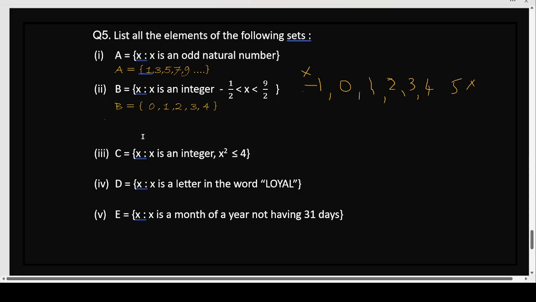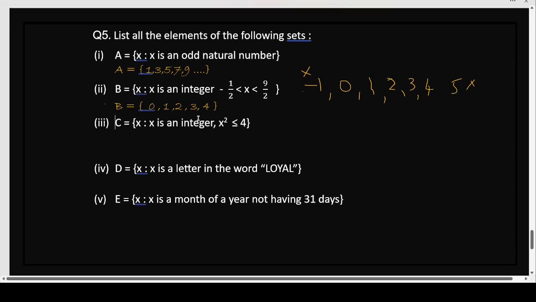So this is in the roster form. Next one. What is next one? C equals to x such that x is an integer, x square is less than or equal to 4. Remember x is an integer and x square is less than or equal to 4. What are the elements? Suppose it is 4. What is square root of that? Plus or minus 2.